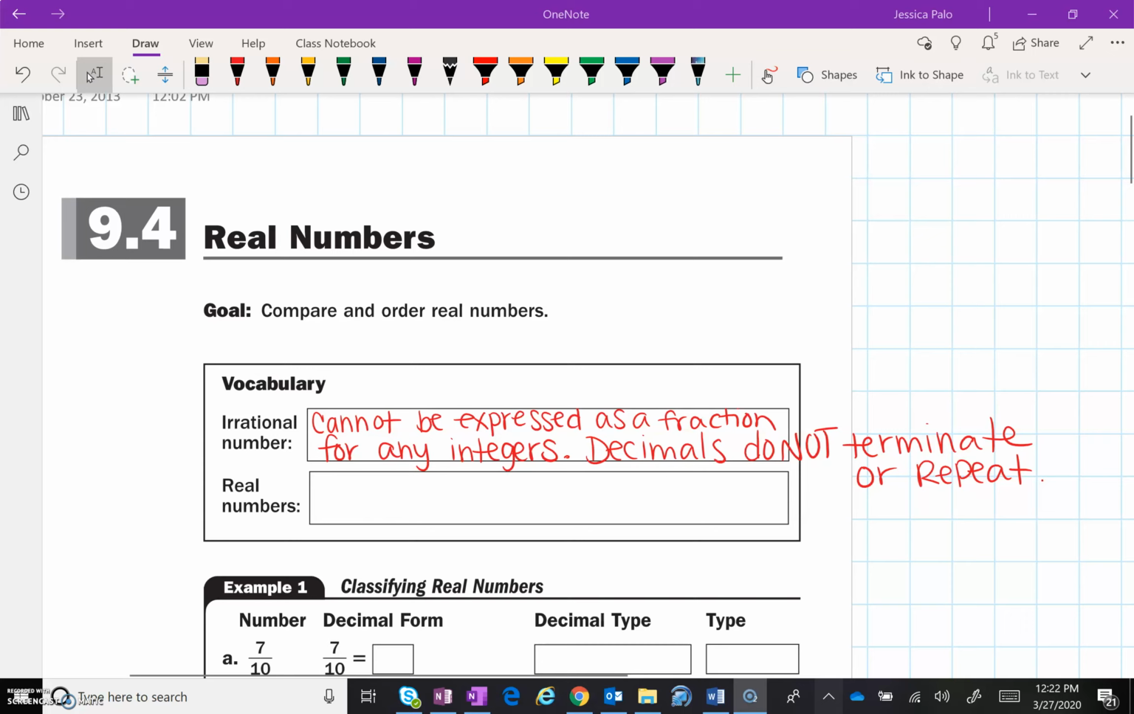Our first vocabulary word is irrational number. An irrational number cannot be expressed as a fraction of any integers. Also, any decimal representation does not terminate or repeat. So it doesn't end and it doesn't have a pattern. Can anyone think of a very famous irrational number?